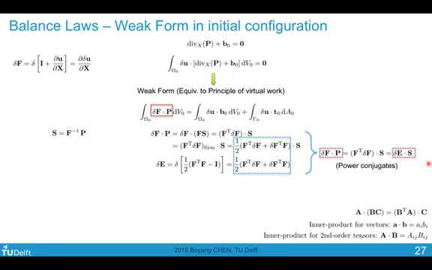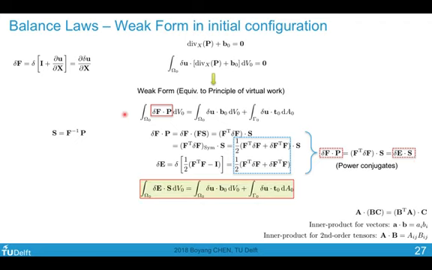These are so-called power conjugates to each other, which means that their inner products express the internal power of this body. And this is an additional reason why we use S and E as pairs to construct our constitutive law. So after we established this equation, we can then rewrite our weak form as variation of E inner product with the second Piola-Kirchhoff stress tensor. This would represent our internal virtual work, and it equals the external virtual work done by the body force and surface tractions.